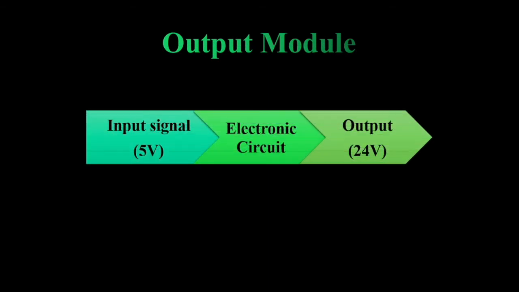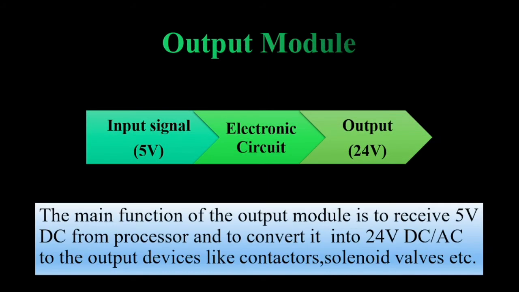Now let us see the output module. The main function of the output module is to receive 5-volt DC from the processor and convert it into 24-volt DC or AC for output devices like contactors, solenoid valves, or anything similar. Using an electronic circuit it converts the 5-volt DC into 24-volt AC.